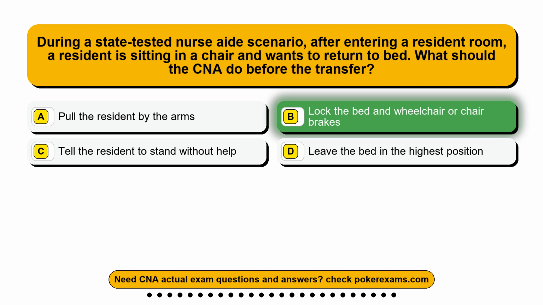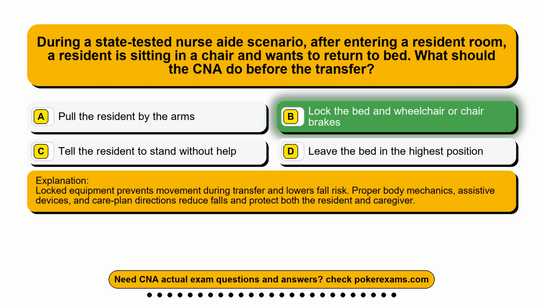The correct answer is option B. Lock the bed and wheelchair or chair brakes. Locked equipment prevents movement during transfer and lowers fall risk. Proper body mechanics, assistive devices, and care-plan directions reduce falls and protect both the resident and caregiver.